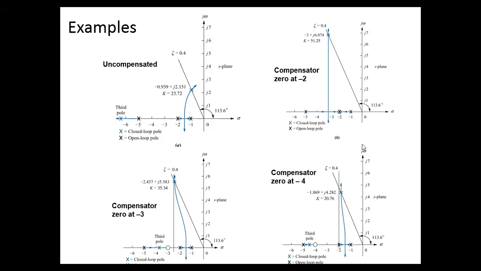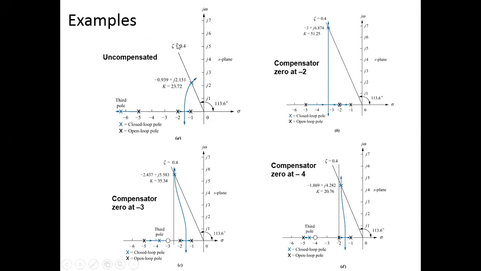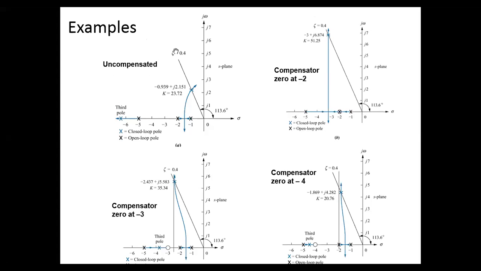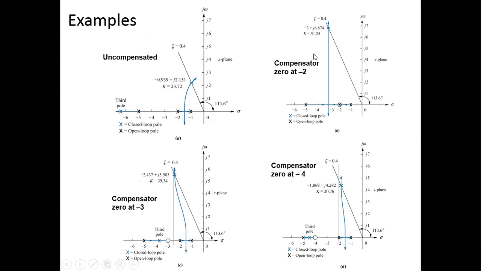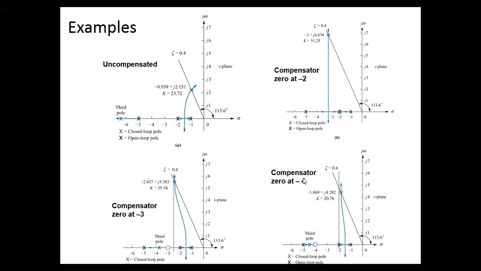In this example, several cases are shown in this figure. The uncompensated system in figure A, operating with a damping ratio of 0.4, becomes a compensated system by adding a compensating zero at -2, -3 and -4 in figures B, C and D respectively.